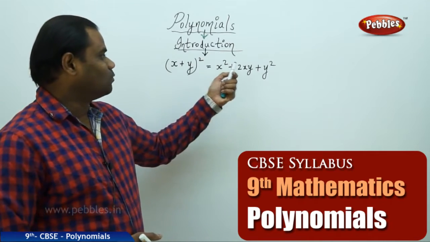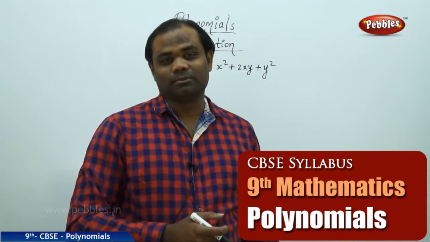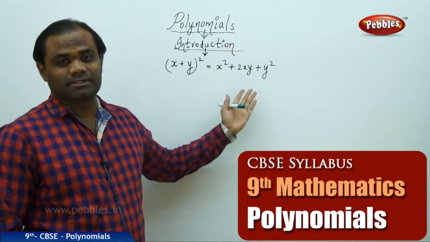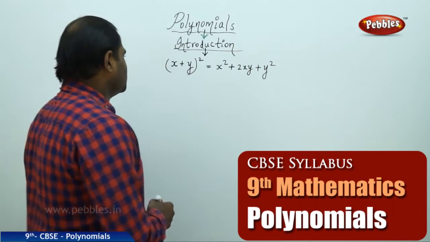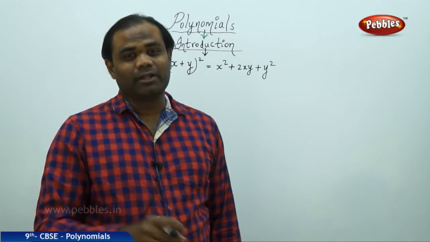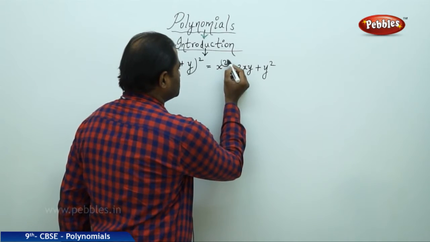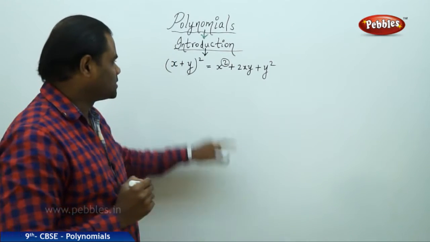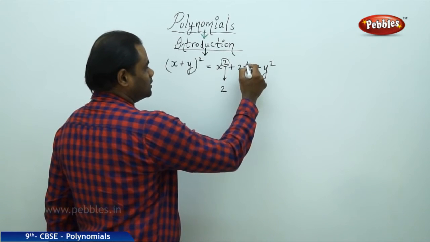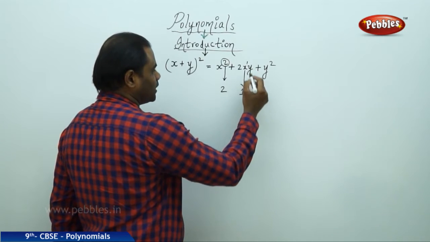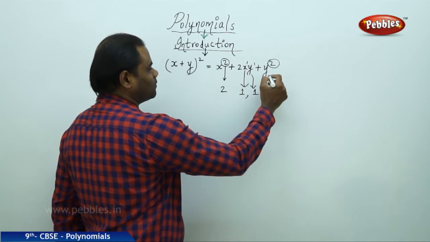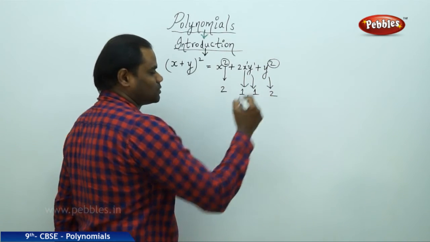Now next comes how this is related to the topic of polynomials as an introduction. As we see here, every expansion expressed in the form of variables is a polynomial provided its powers are all whole numbers. Now what is the power of x? For the first term, x square, the power is 2. Next, the power of x is 1 and the power of y is also 1, and next comes the power of y in the third term, which is 2.